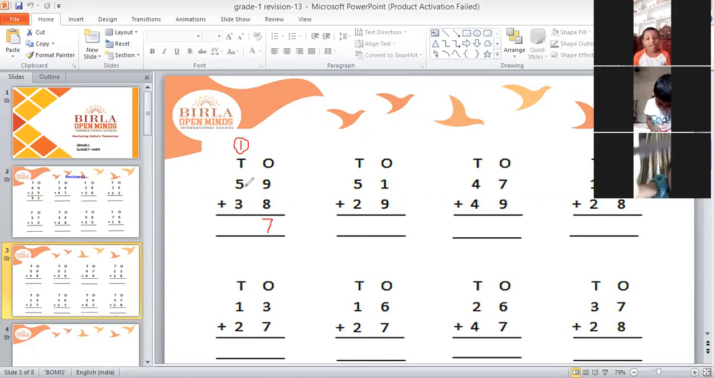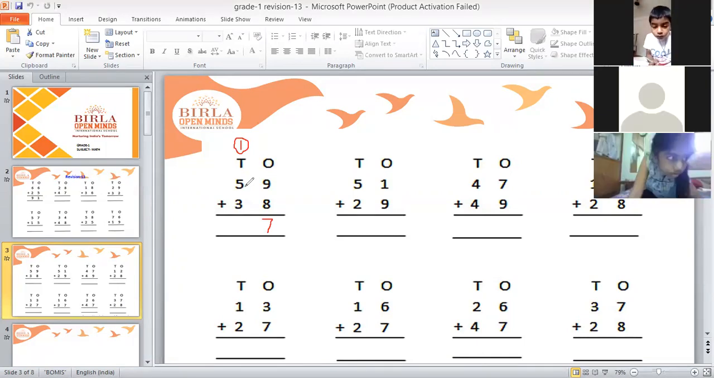Very good. So now tell me, how many numbers are there in tens place? 1, 5 and 3. Okay. So tell me, 5 plus 3, how much? 8. And 8 plus 1? 9. So what is the answer? 97. Very good, Arhan. The answer is 97. Thank you, ma'am. You're welcome.